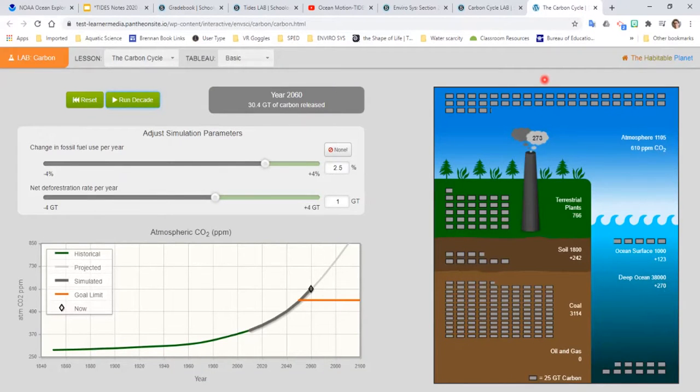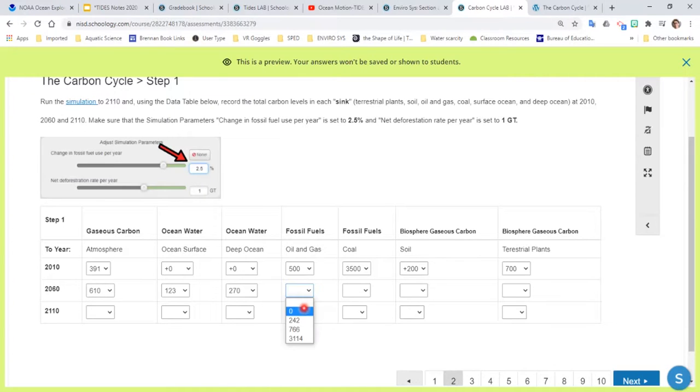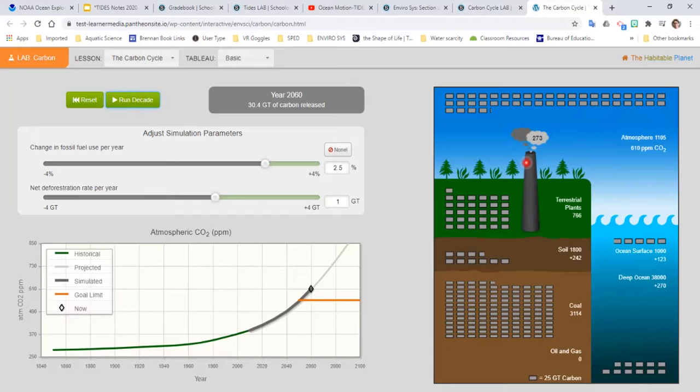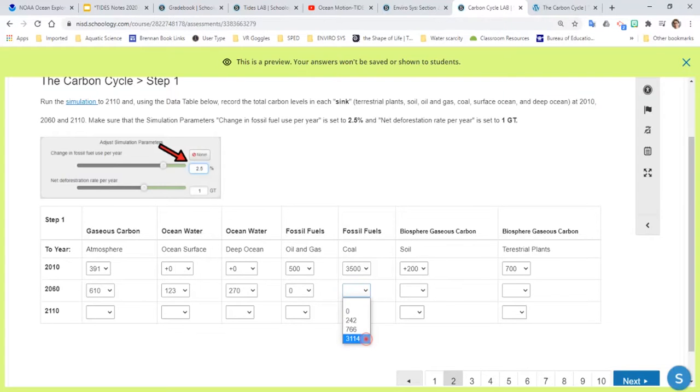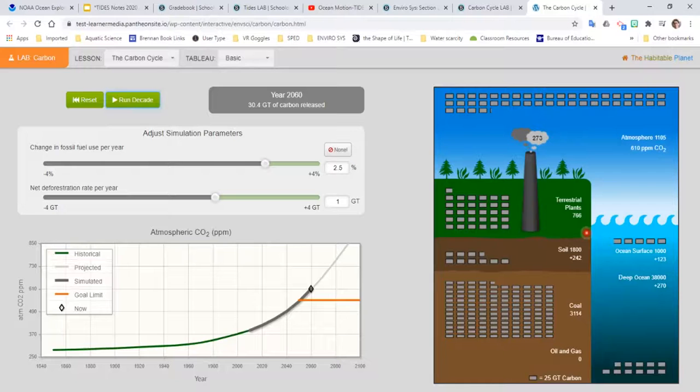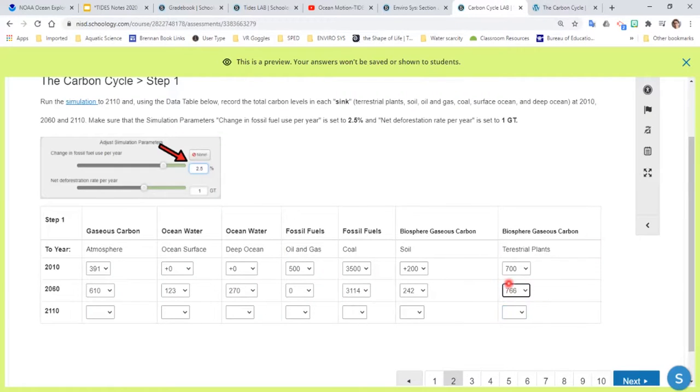The deep ocean has absorbed 270. Fossil fuels, we're sucking out the fossil fuels. We've taken those out of the ground, the coal too. So we're removing it from the sink and putting it out into the earth. A few more plants, a little bit more stored in the soil. So the terrestrial plants went up, soil went up, coal and oil and gas went down because we're burning it. Ocean surface has absorbed a lot and the atmosphere has absorbed a lot.